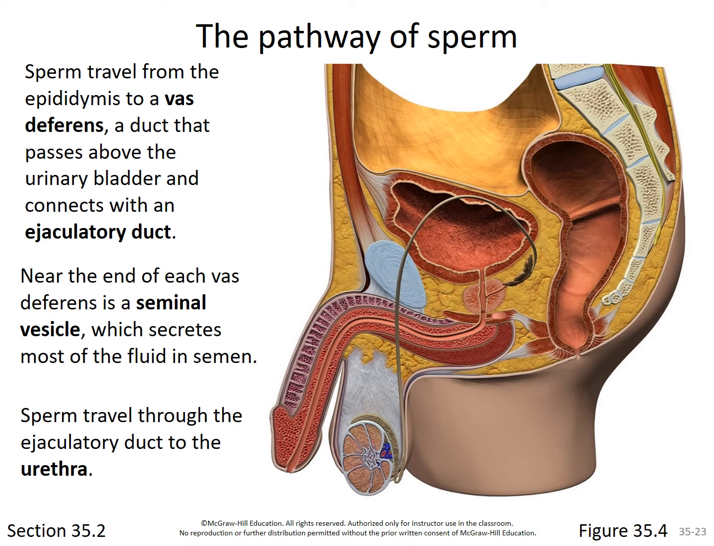Now sperm will travel from the epididymis into the vas deferens, and this is a duct or tube that passes above the urinary bladder and attaches with what's called an ejaculatory duct. Now, close to the end of this vas deferens, you have a seminal vesicle, which you see highlighted in green, and this actually secretes most of the fluid that goes into semen. From the seminal vesicle, the sperm and the products of the seminal vesicle travel to the urethra.